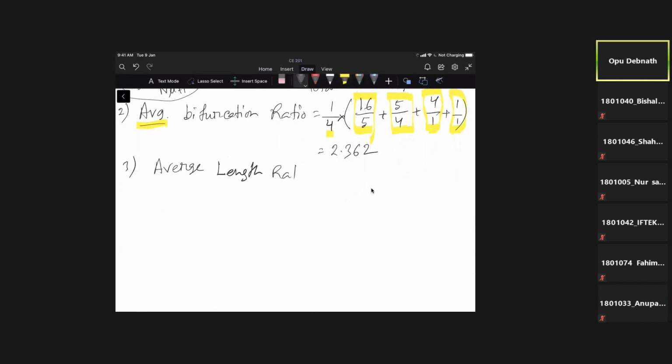Length ratio. So we know the length ratio is similar to the bifurcation ratio. Actually, the equation of length ratio is L_u by L_(u-1). That means L2 by L1, and L3 by L2, and so on. This is the series. So if you want to take the average, similarly 1 by 4 multiplied by this equation.